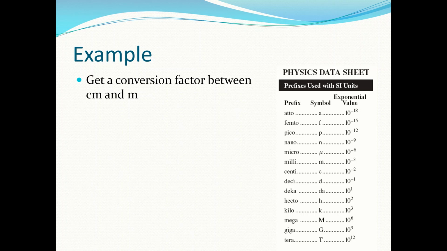Okay, so we're going to start off nice and easy, and this is the step that most students screw up. So we're going to get a conversion factor between centimeters and meters. So all we need to do to get a conversion factor is we can put a 1 in front here, find centi, put a meter behind it. 1 centimeter equals 10 to the negative 2 meters.